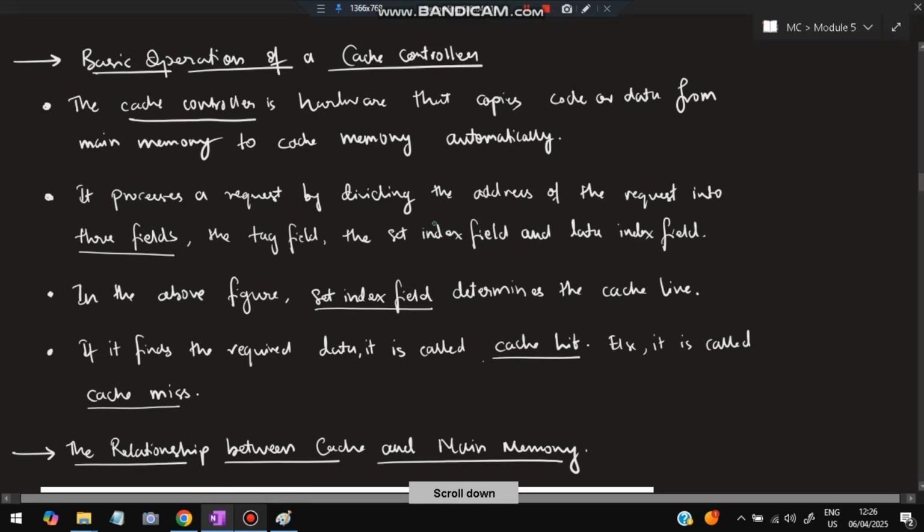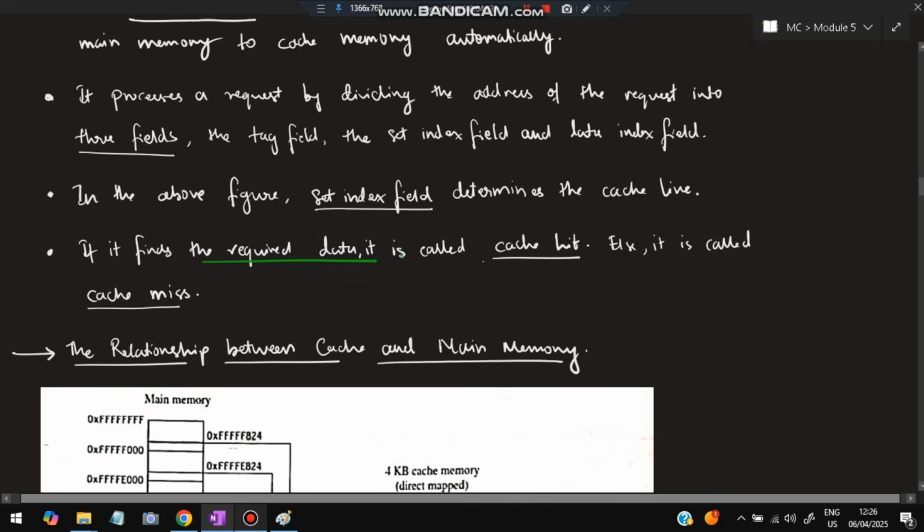Okay, after the comparison, if it finds the required data, it is called a cache hit. If it is not finding it in the cache, it is called a cache miss. If a cache miss happens, it has to go and fetch from the main memory.